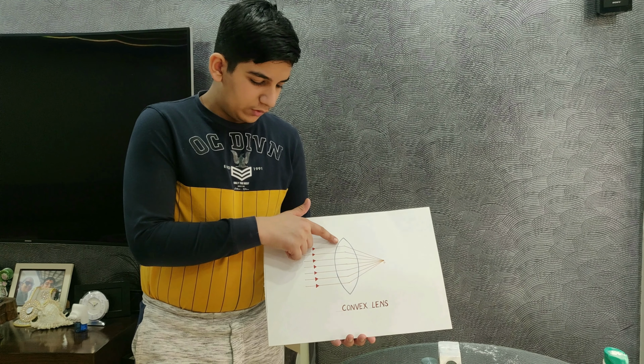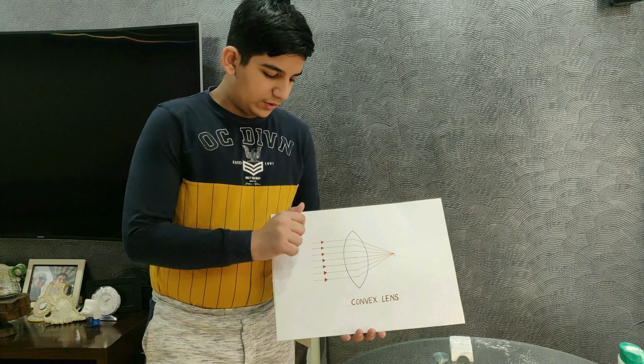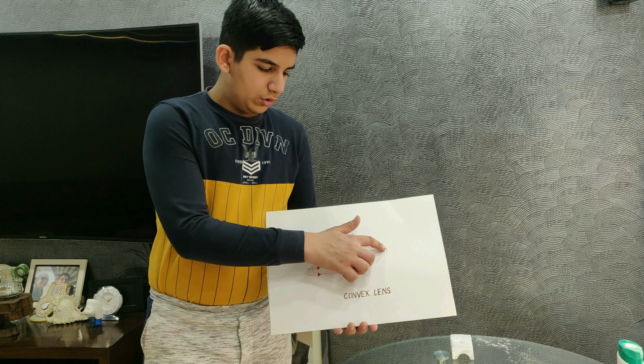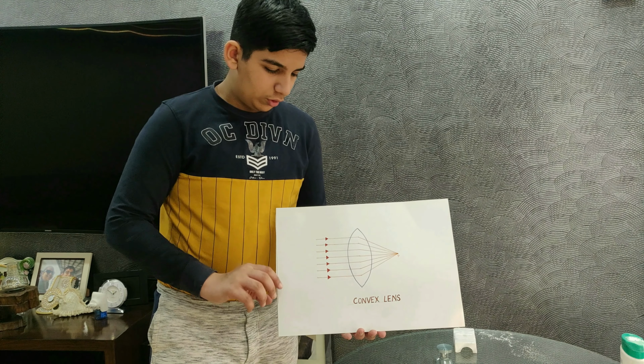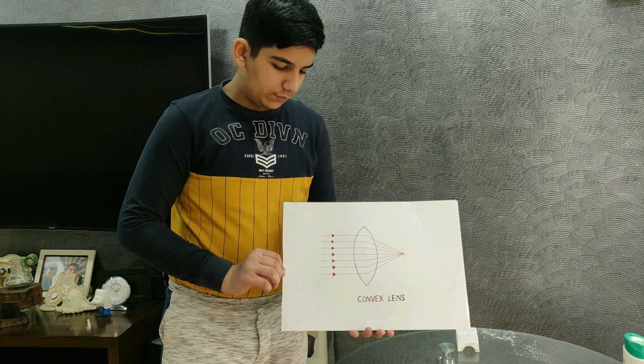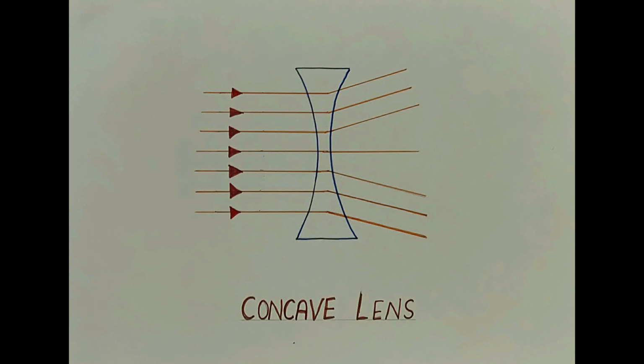In this convex lens, the light gets refracted, that is bent to a focal point, which is point P in this case. So this is a convex lens which is a converging lens. This is a concave lens and it is a diverging lens. So as you can see, this is diverging the light rays and there is no focal point here.